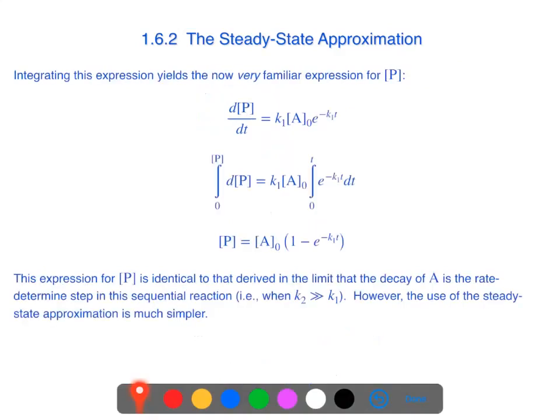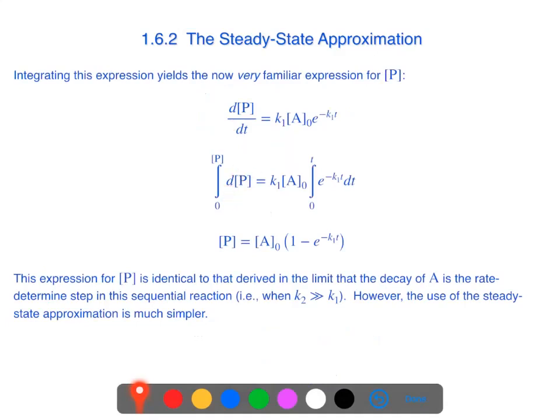So now if we integrate this expression, it's going to yield a very familiar expression for our product concentration, which is something we've seen a few times now. So again, we carry the same type of methodology. We're going to take dt up, any concentration terms down for product, but we don't. We just have the dP.